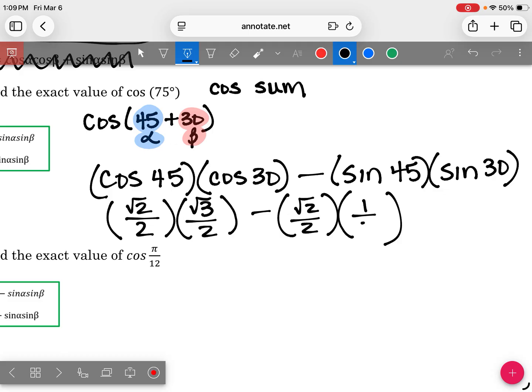Okay, make sure that that's right because I don't have my unit circle. Did you all get that? Okay, so we're going to multiply first because that's order of operations.